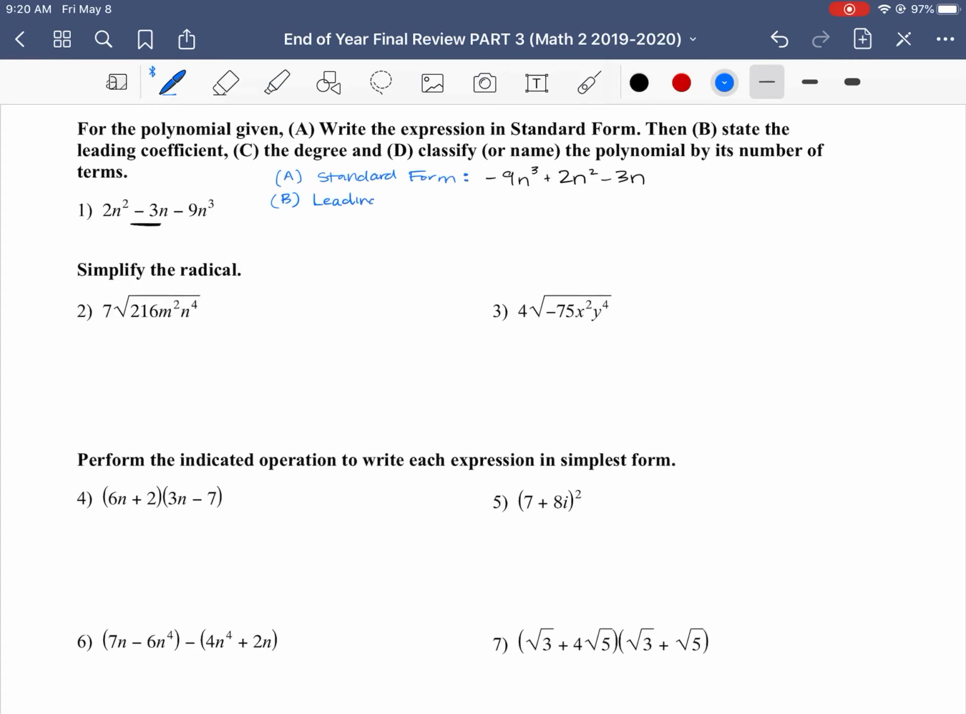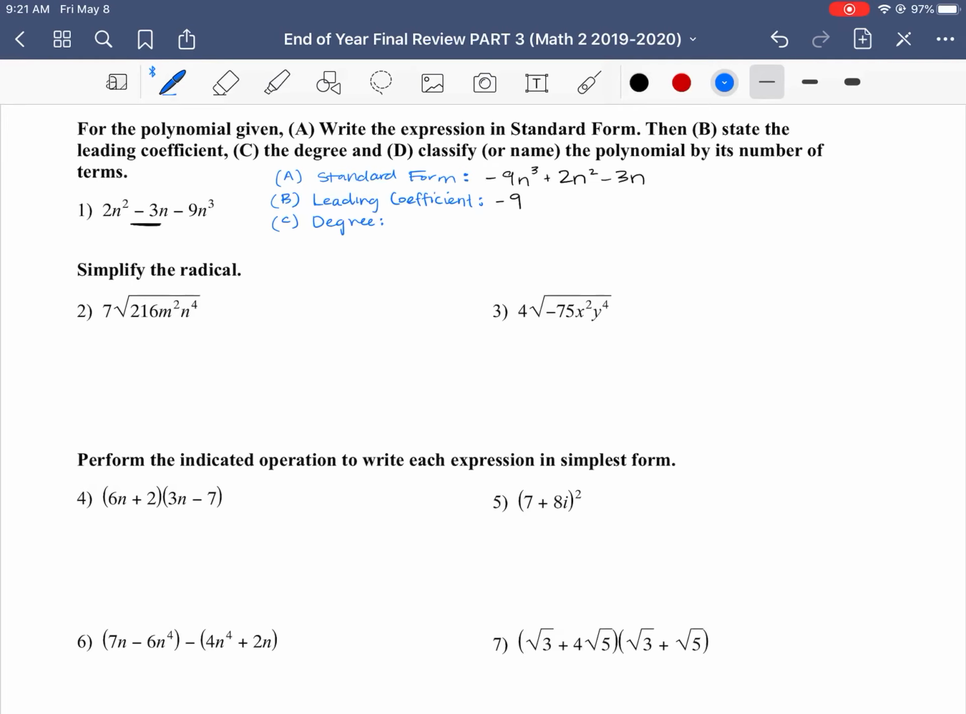The next part is asking us to state the leading coefficient. The leading coefficient is the coefficient in the front of the expression when it's in standard form. So if we look right here, coefficient means the number out front of the variable. So negative 9 is the coefficient that is leading this expression. So we would say negative 9. Again, that's when it's in standard form.